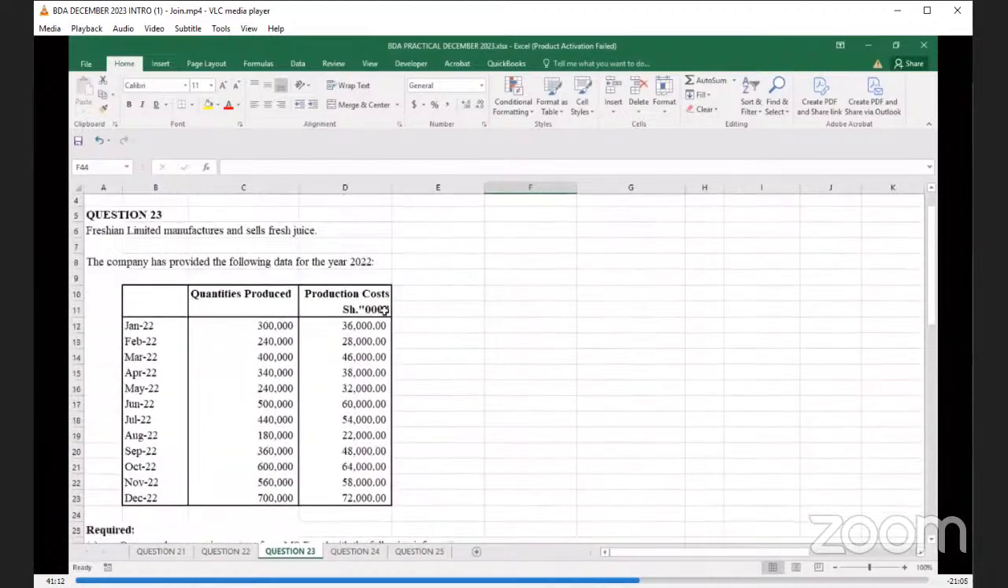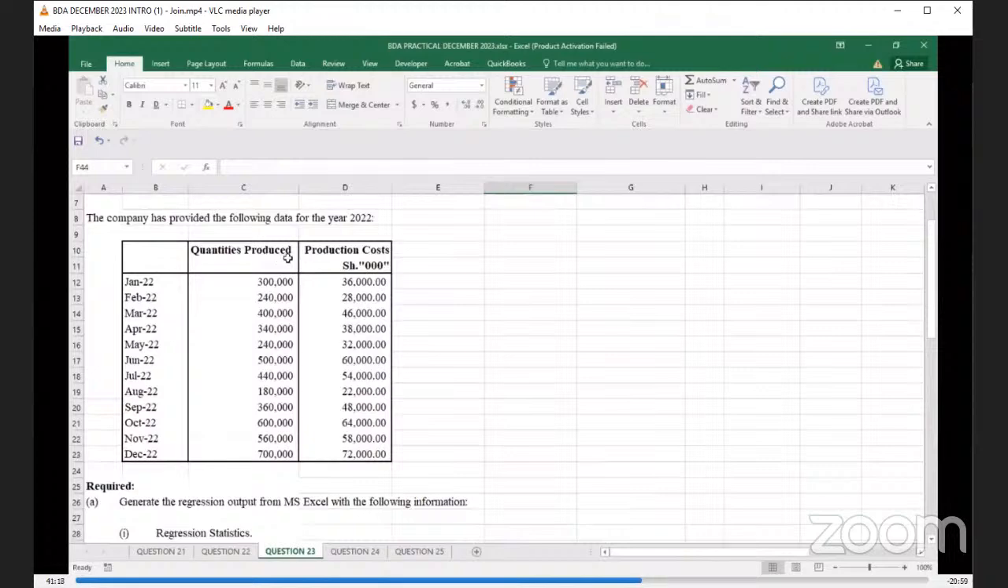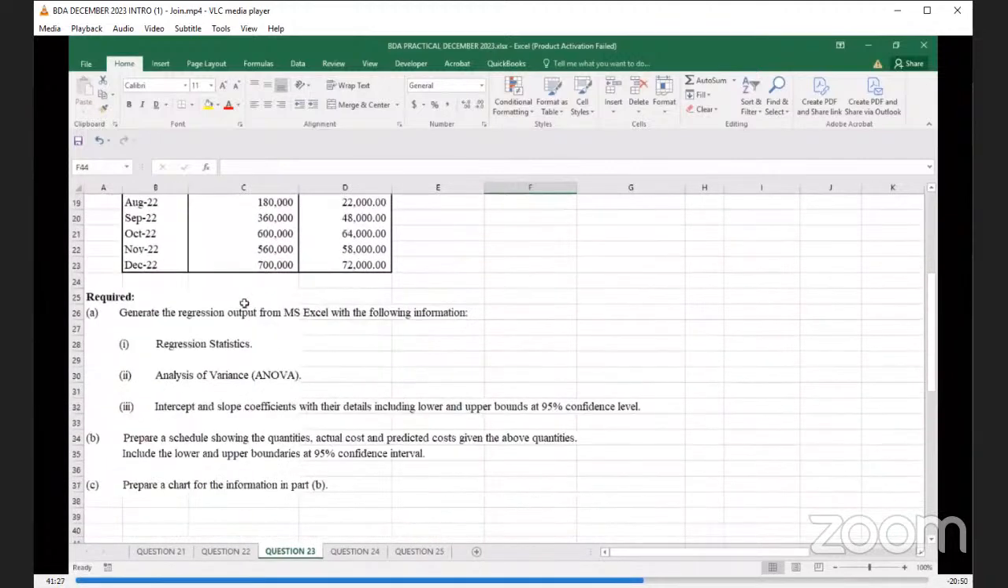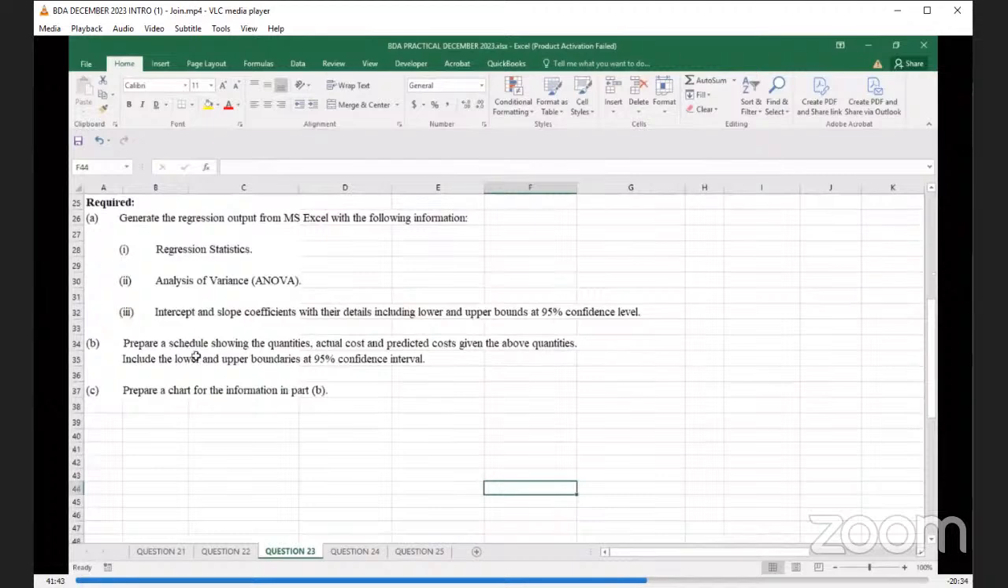Let's see. So this is the data I'm given. You say that a limited company manufactures fresh foods. The company has provided the following data for the year 2022. I'm given the quantity produced and production cost. Required, the good examiner: compute number 1, regression statistics, analysis of variance, intercept and slope coefficients with their details including lower and upper bounds at 95% confidence level. Prepare a schedule showing the quantities, actual cost, and predicted cost given the above quantities. Include the lower and upper boundaries at 95% confidence.